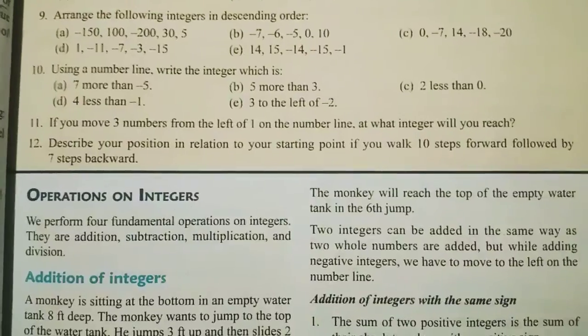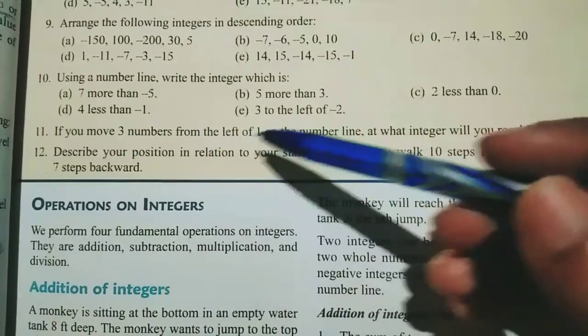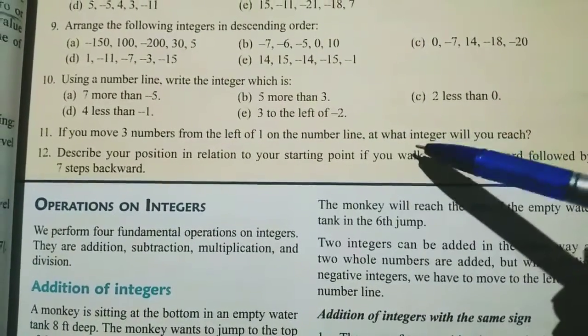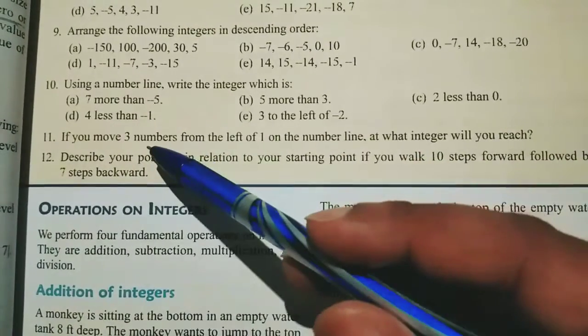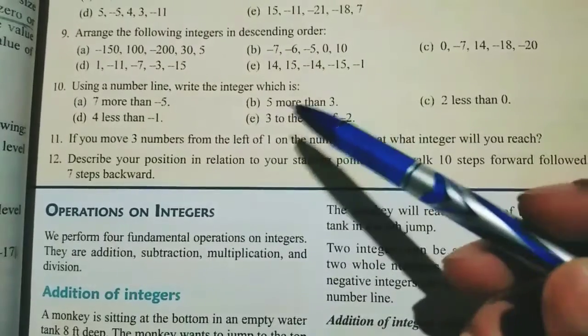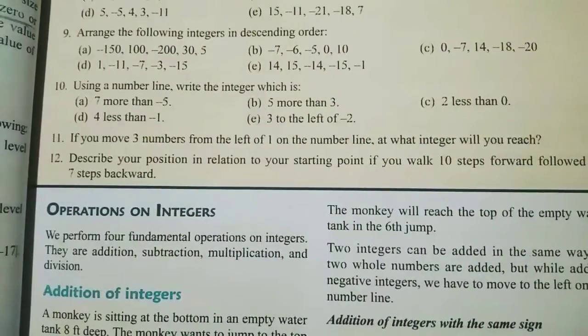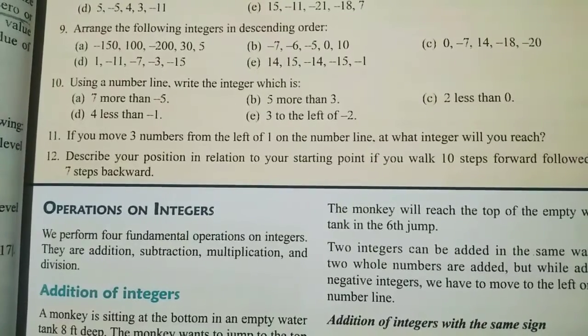Understood? Now question number 11. If you move 3 numbers from the left of 1 on the number line, what integer will you reach? Again on the number line you will see. If you move 3 numbers from the left of 1, that means left of 1 means you have to go left side. 3 numbers, then 3 steps you have to go left of 1. Then what number will you get? So again do this on the number line.